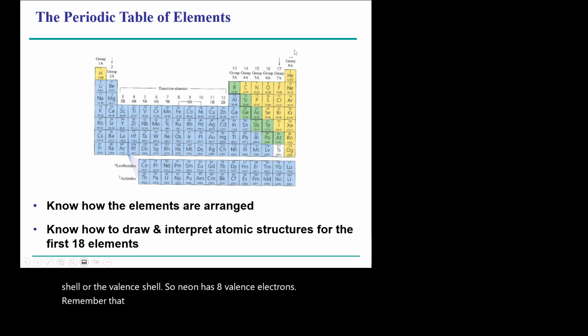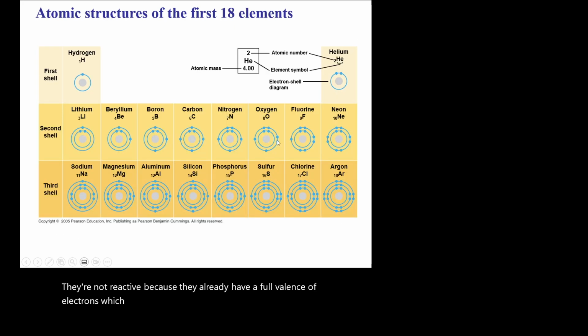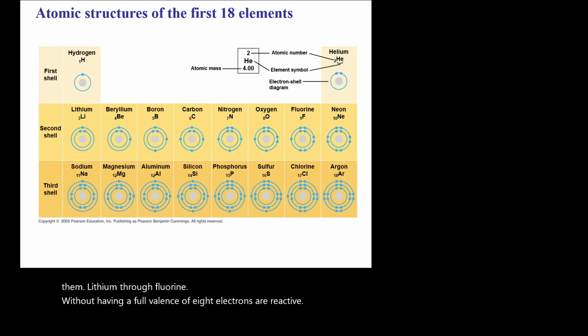Remember that that last column is group 8. So looking at the group number is actually a hint about how many valence electrons it has. All of those elements in group 8 have 8 valence electrons, and in fact those are the inert elements or noble gases. They're not reactive because they already have a full valence of electrons, which means the opposite is true for the rest of them. Lithium through fluorine, without having a full valence of 8 electrons, are reactive. How will they react? Well, that's where we'll go with the bonding soon.